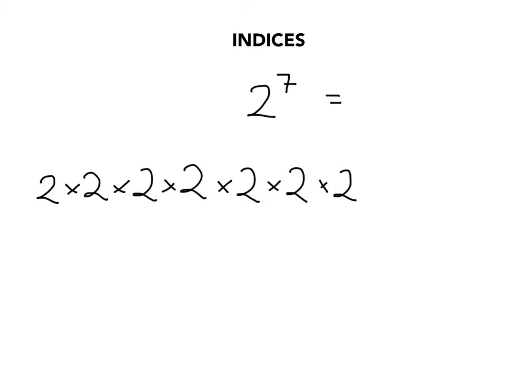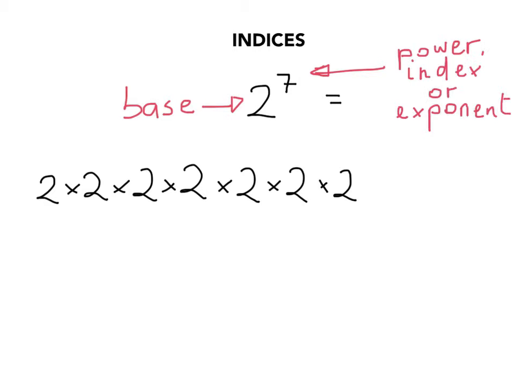The big number that is multiplied by itself a certain number of times is called the base. In this case, number 2 is the base. The number that is telling us how many times we have to multiply the base by itself is called the power or the index or the exponent. The whole expression is read 2 to the power of 7 or 2 to the 7th.